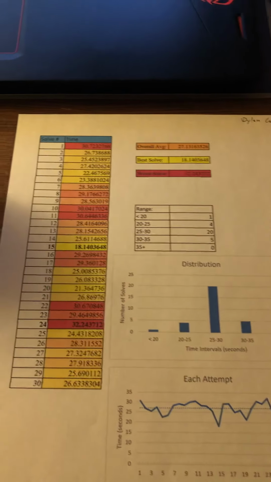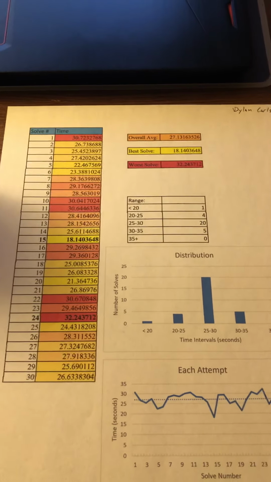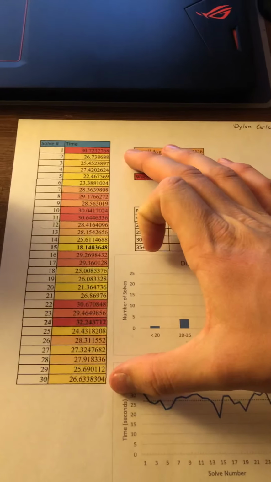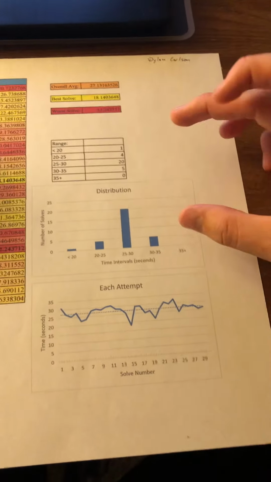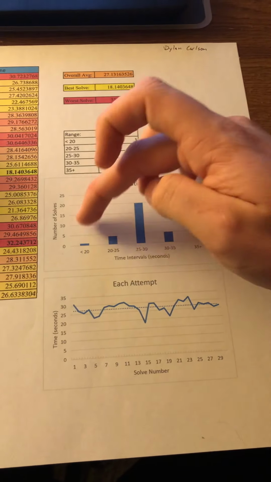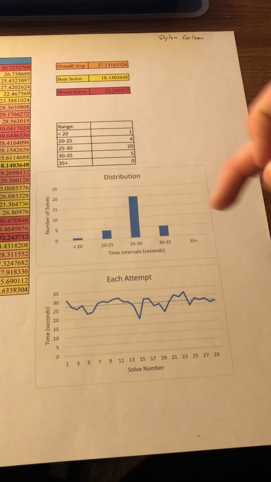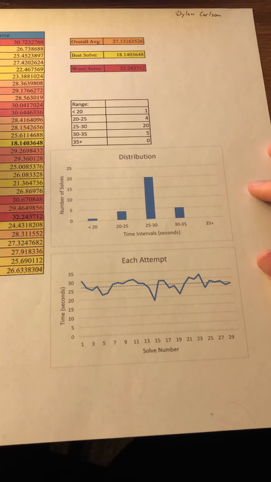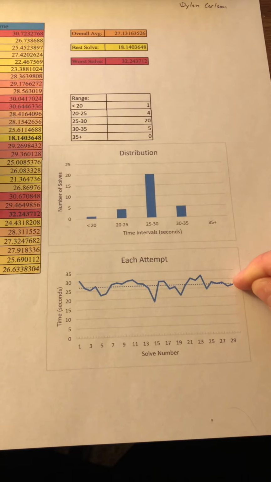So now to the interesting part, the statistics. Of my solves, out of 30, my average was 27.13. Here's all the data there. When I split them up in ranges of 5 seconds, this is almost the bell-shaped curve I got. And each attempt is also plotted right there with the average as the little dotted line.